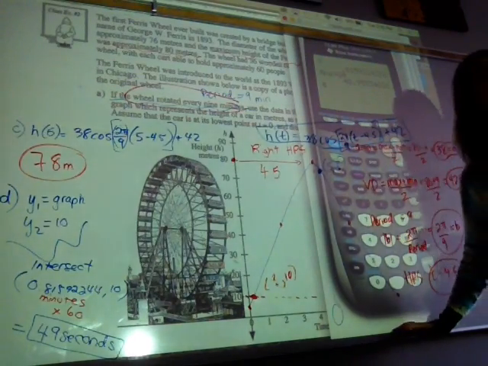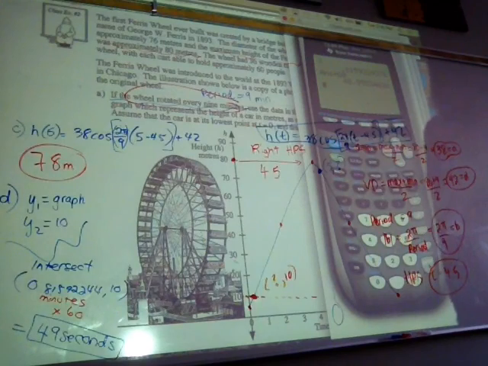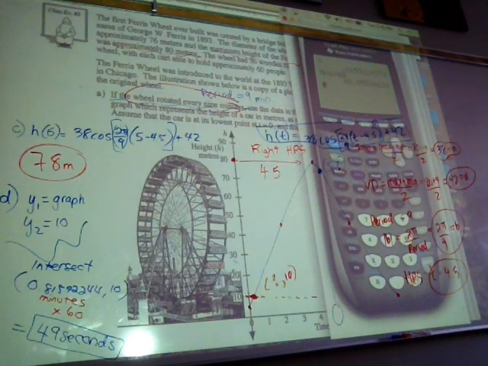And that's that, sinusoidal functions. Trig Unit 6, Part 1. Unit 7's Trig Part 2. How many units do we have left?